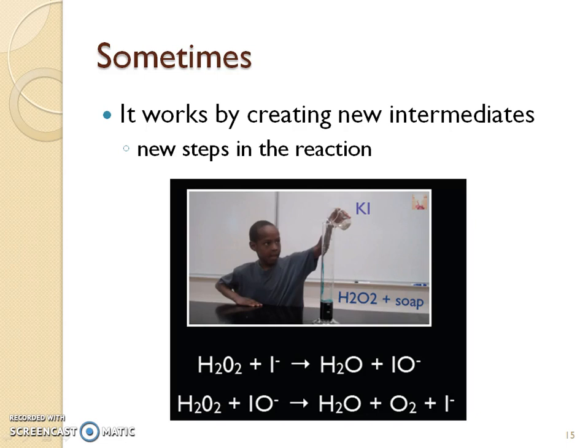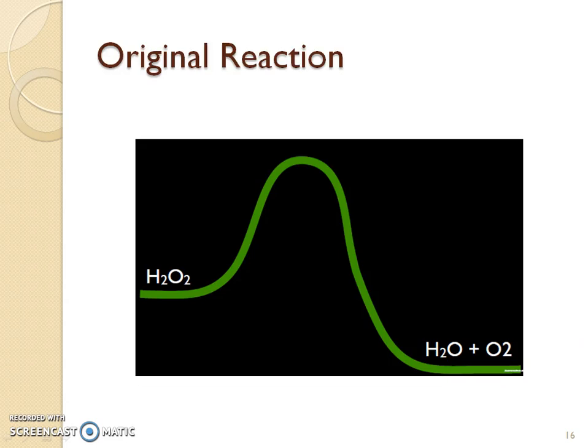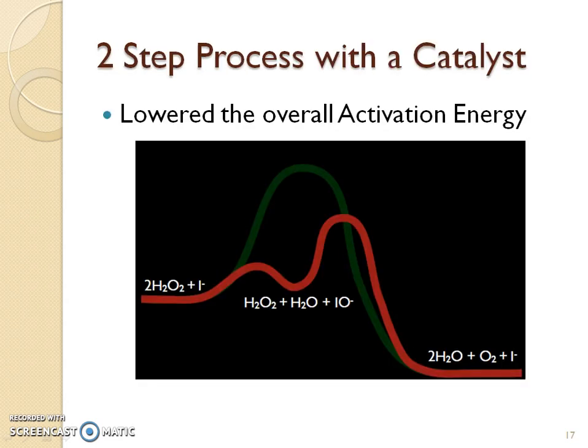So again, sometimes it works by creating new intermediates. So these are going to be new steps in the reaction. So if you notice again, there's an example of a reaction mechanism using a catalyst and forming an intermediate, but the intermediate then is used up in a later reaction as a reactant, and that catalyst then becomes a product because it's really not part of that overall reaction. So again, an original reaction versus a two-step process with that catalyst, but notice that we have two hills, but both of them are smaller than that original big hill.